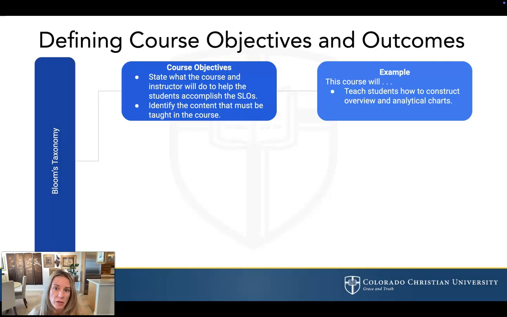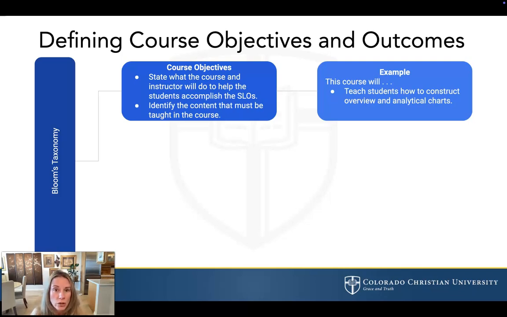So an example would be, this course will. So we're not talking about what students will be able to do. We're talking about what the course is going to do. So the course will teach students how to construct overview and analytic charts, for example. This course will enable students to explore their own cultural biases, right? This course will facilitate student learning and practice in basic counseling skills. Okay, whatever you want, big picture.